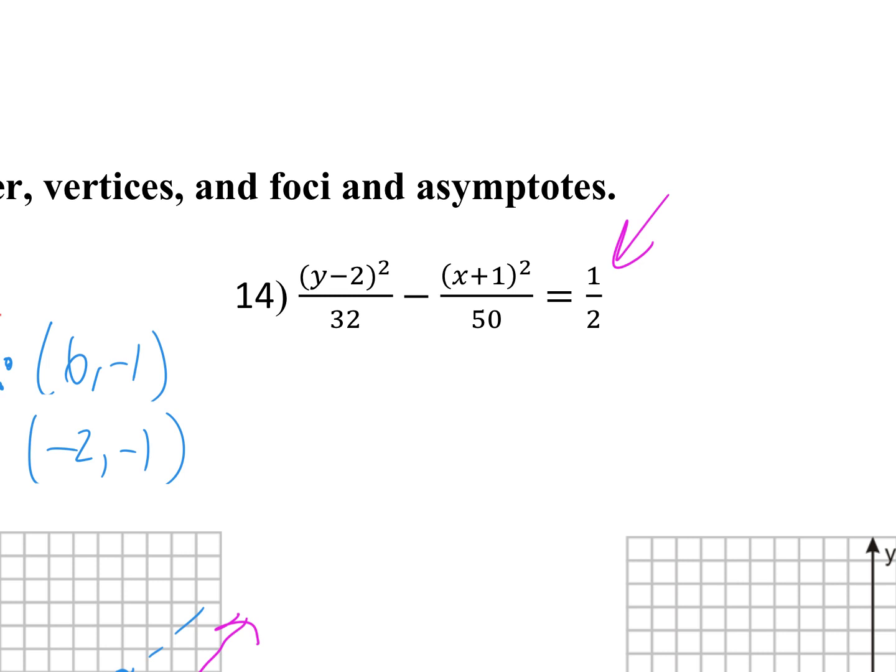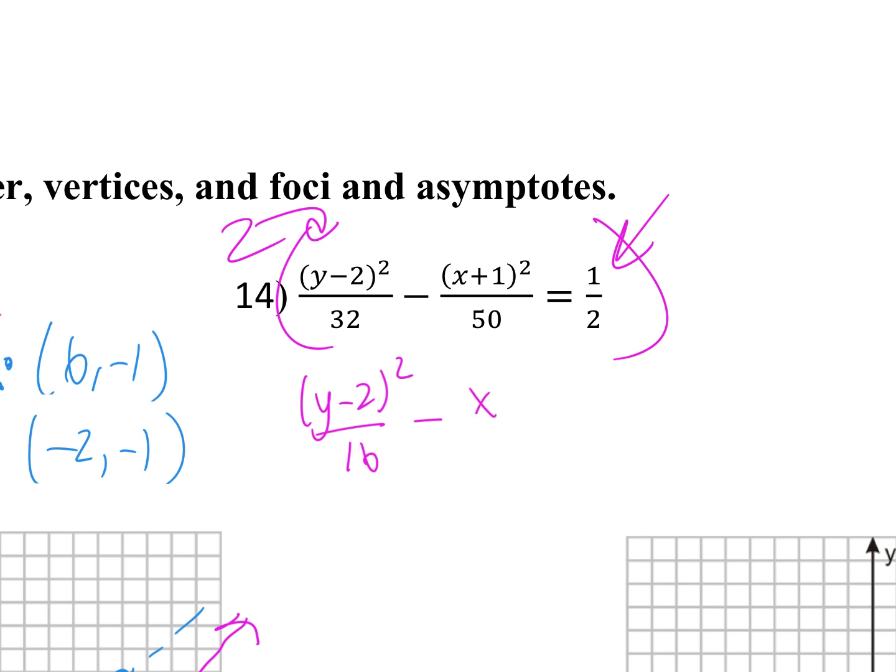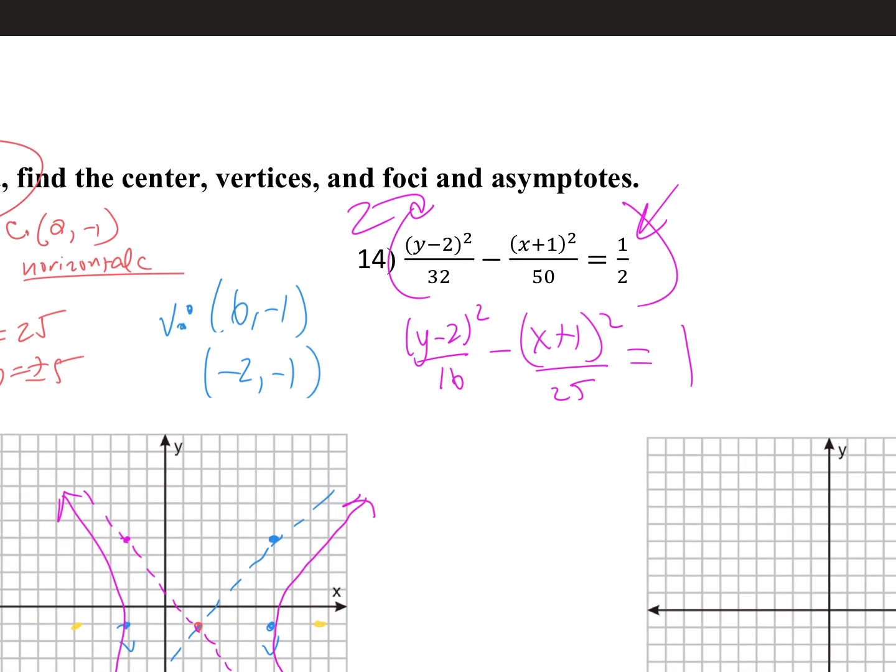So again, I look here and I'm like, okay, is this an x or a y? What's the problem here? I am not starting off equal to 1. So now, instead of divide everything, I'm going to have to multiply. Let's multiply this whole thing by 2. 2 divided by 32 is going to give me y minus 2 squared over 16, minus 2 divided by 50 is going to give me x plus 1 squared over 25. And then 2 times 1/2 is going to give me 1. So this is everything I need to know.